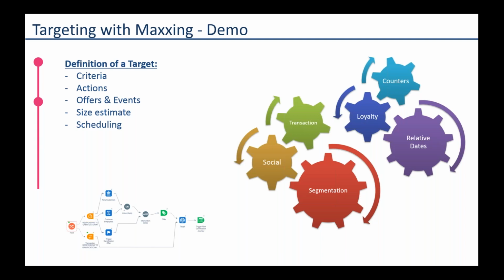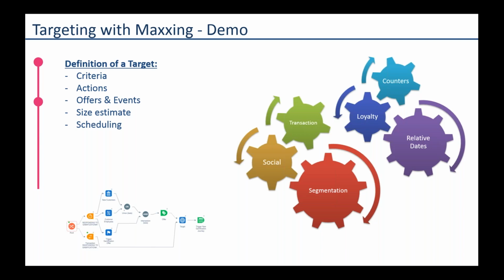So let's go through the demo for this new targeting module that we have implemented within the solution. What's the plan for this demo? You will see it will be quite simple. We'll use the criteria in order to define the target. We will create live a new target on a Maxing demo instance. Like I said, we will use a combination of criteria, excuse me, actions, in order to trigger an offer for a specific target. I will also demonstrate how to estimate the size of this target and how to schedule the compute of this target.